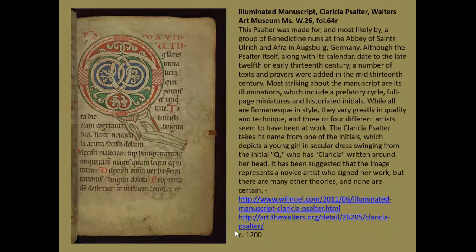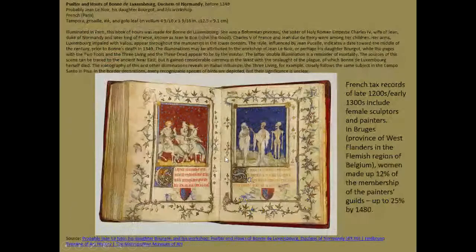We know this book is the Clarissa Psalter because the girl has the name Clarissa written around her head. It's a pretty remarkable object. So definitely there are a lot of people involved in the creation of books. It's not only limited to men. Women have their influence there as well. This book is probably the work of a father-daughter team and also probably worked on by their apprentices.